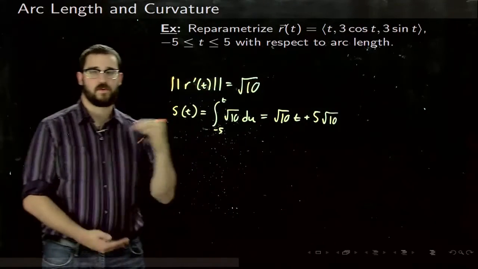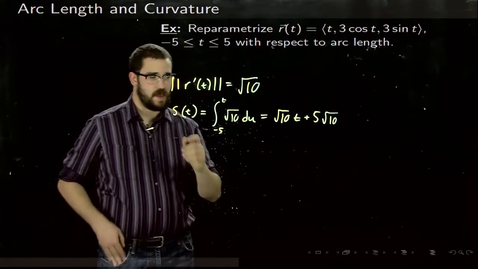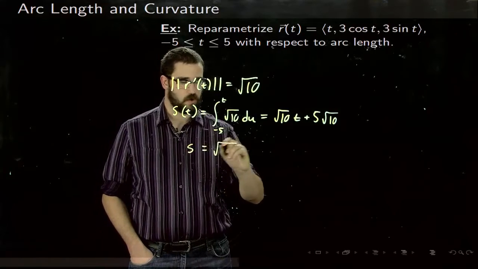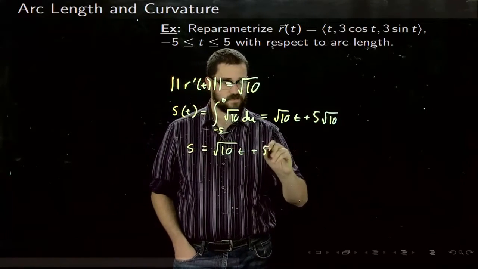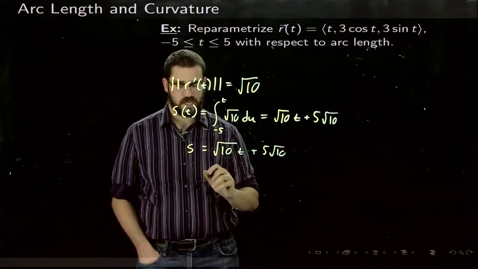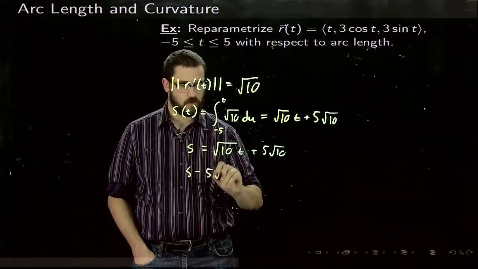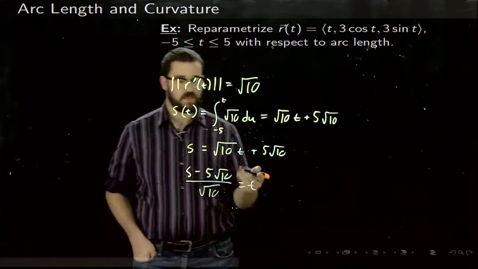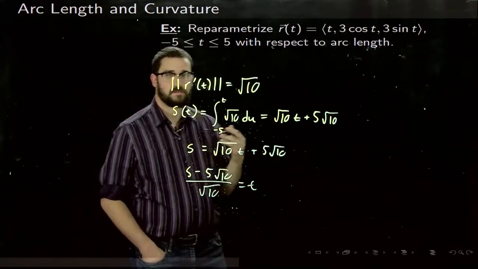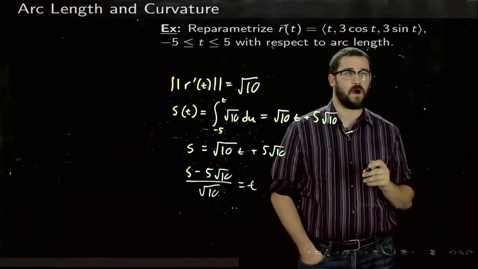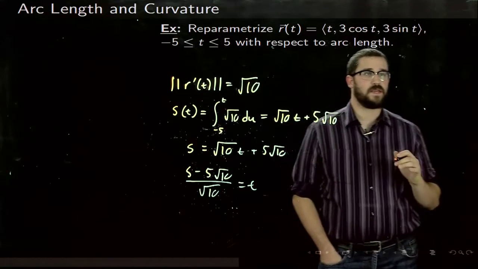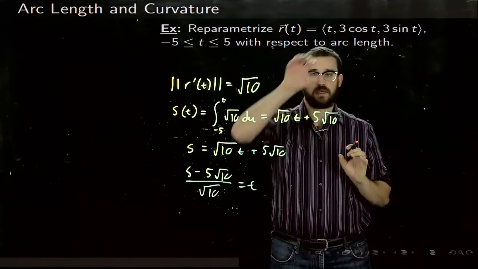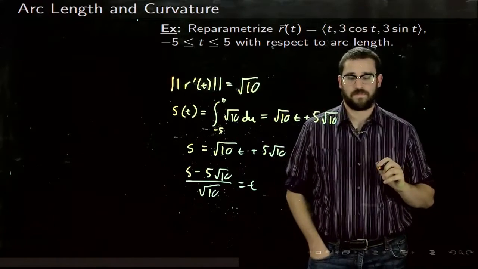Now we want to find the inverse here. And how do we do that? We switch our variables. This is s, and this is square root of 10 t plus 5 square root of 10. And we just solve for t. So we get s minus 5 square root of 10, all over the square root of 10, equals t. This is our t of s. So how do we reparameterize r of t? Well, at this point, we just plug our values of t into r of t.